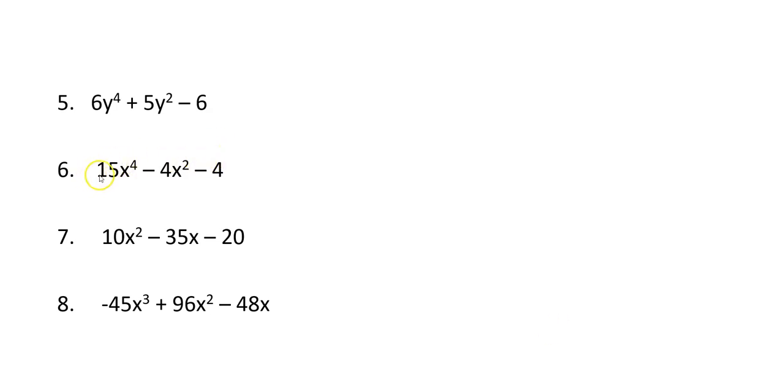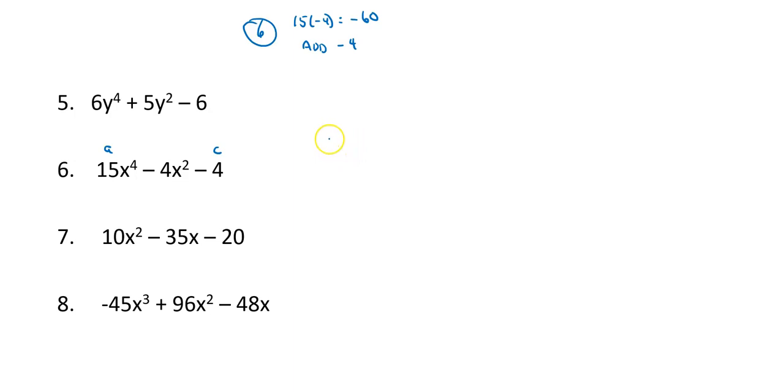All right, for number 6, I got 15x to the fourth minus 4x squared minus 4. So I guess I could do this by guess and check, or I could do it by the AC method. I'll do it by the AC method just for demonstration purposes. So for number 6, I'm looking for the product of 15 and negative 4, right? There's my A, there's my C. 15 times negative 4 is negative 60. So two numbers have to multiply to be negative 60 and add up to be negative 4.